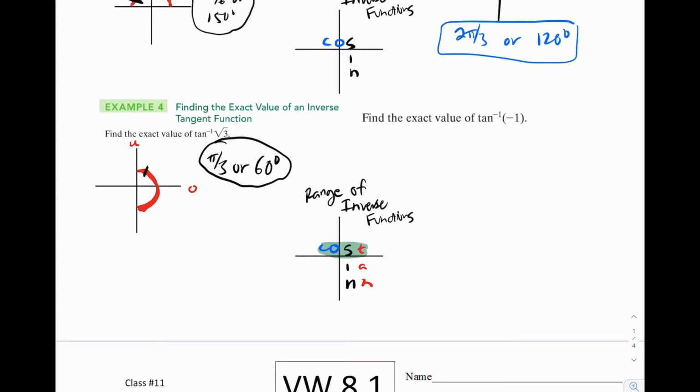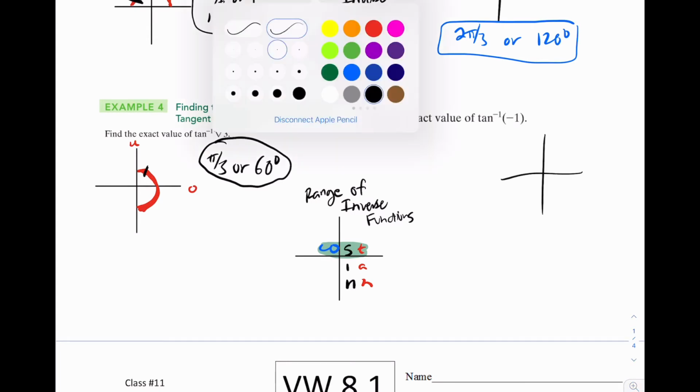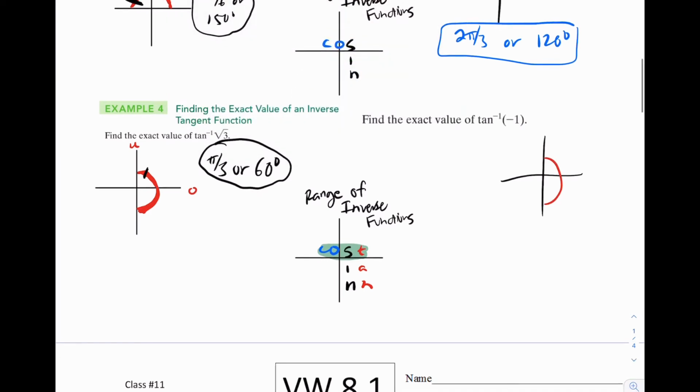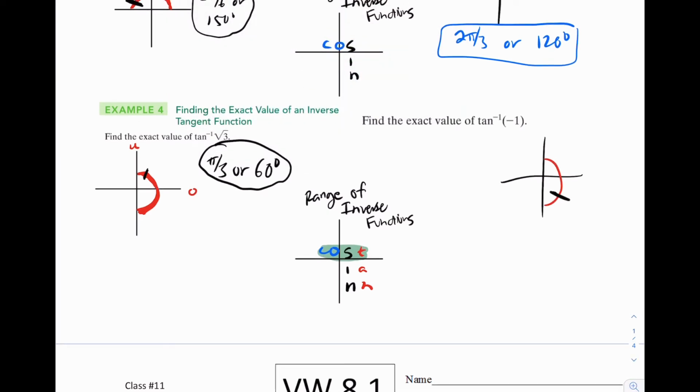So here's our last example for this part. For tan, we highlight quadrants 1 and 4. Negative 1's going to be in quadrant 4. And again, do not write 315 degrees. That does not work because you break the plane. If you were to use 315, you're going to go around that way, which is not okay. You simply just go down. So the answer is negative 45 or negative pi over 4.